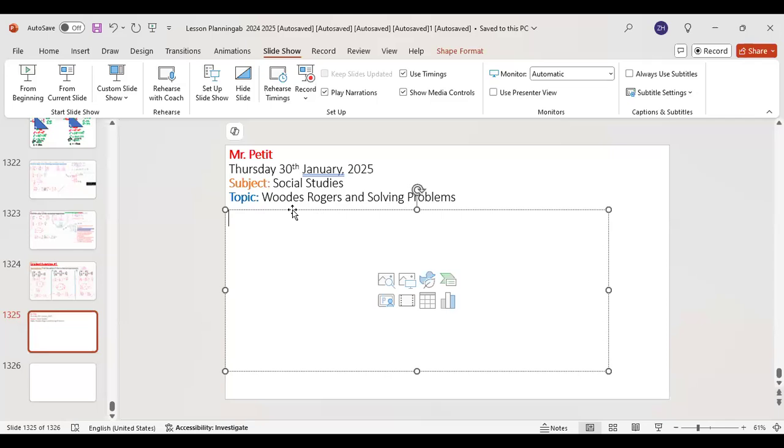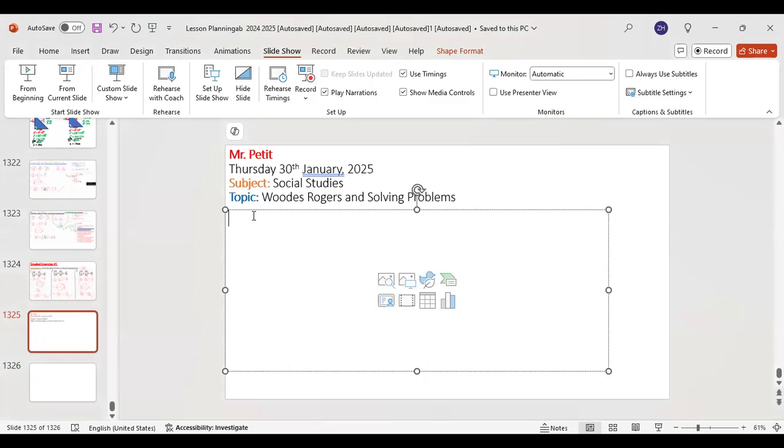Look at your notes. What is crown colony government? Let me say it again. The crown colony government is a government that is appointed by the crown, or the King of England. That's what we mean by crown colony government. So the king appointed Woodes Rogers.